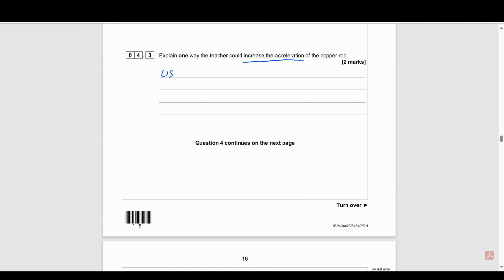So we can say any of those two methods then. We could say use a stronger magnet. And what will that do? That will increase the force applied to the copper rod.